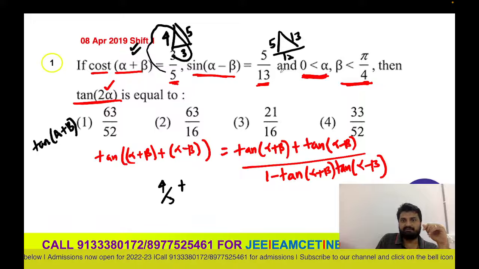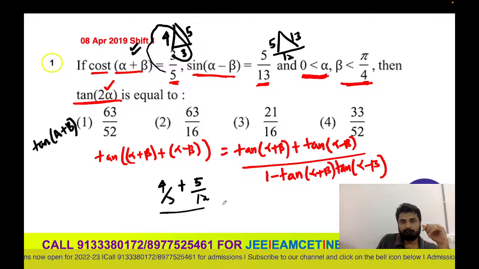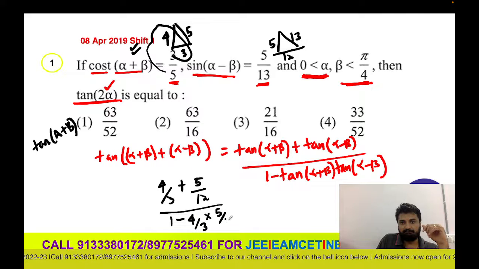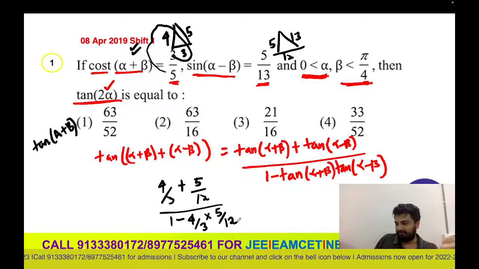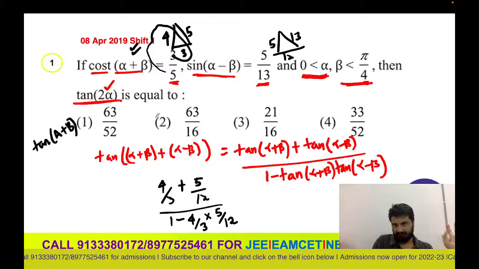And this value is nothing but 5 by 12 by 1 minus 4 by 3 into 5 by 12. So you can just take LCM and simplify, you will be getting the answer.